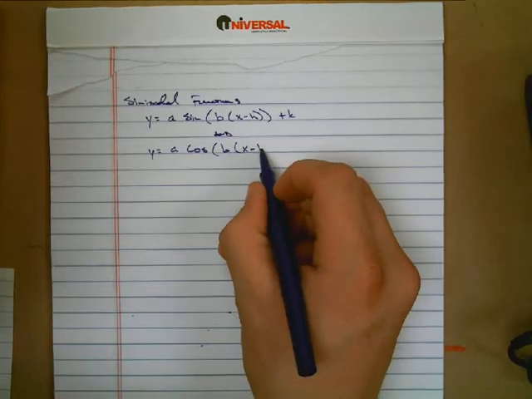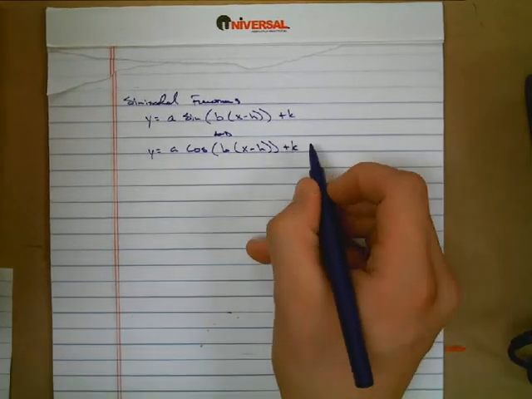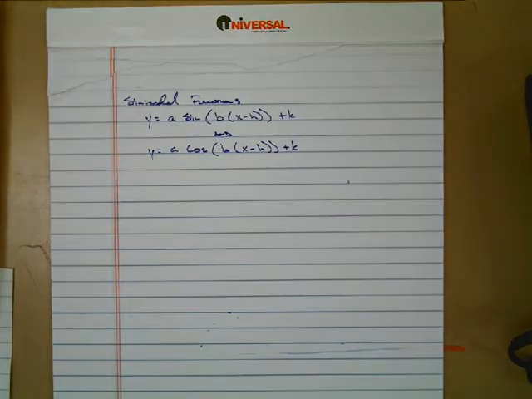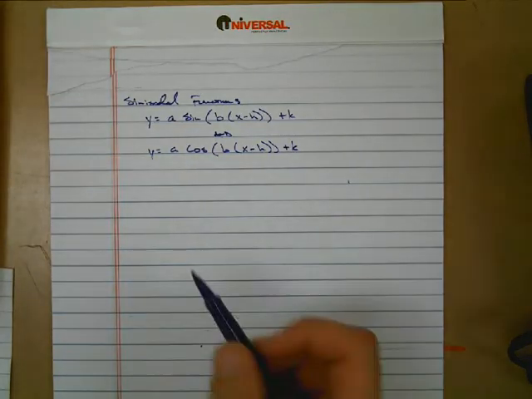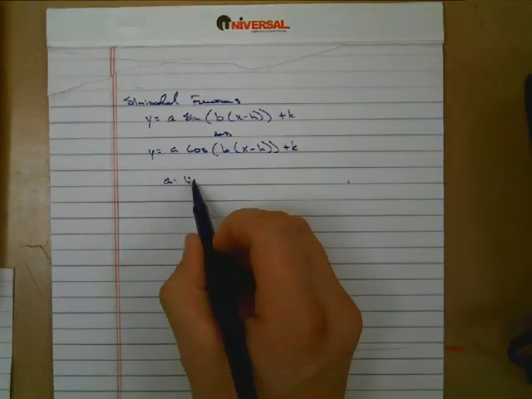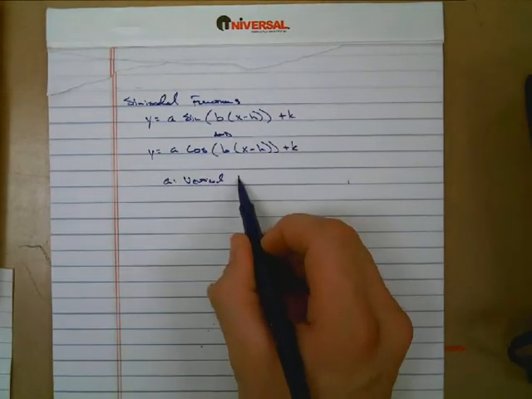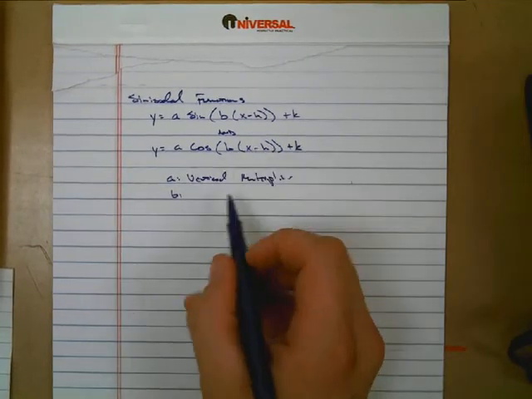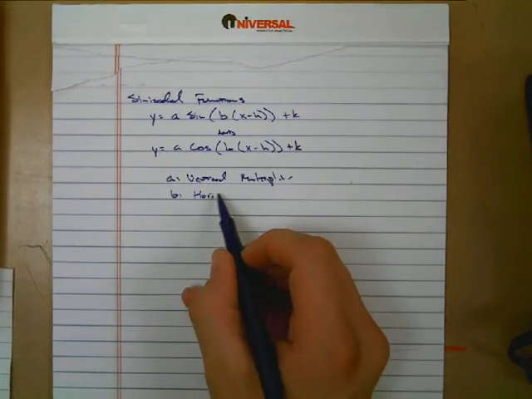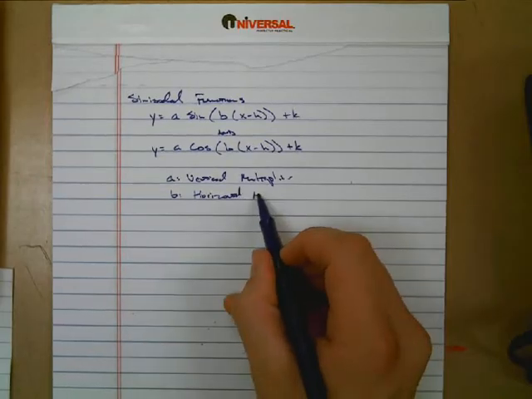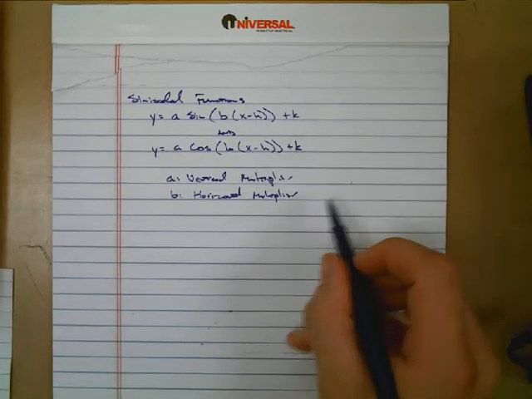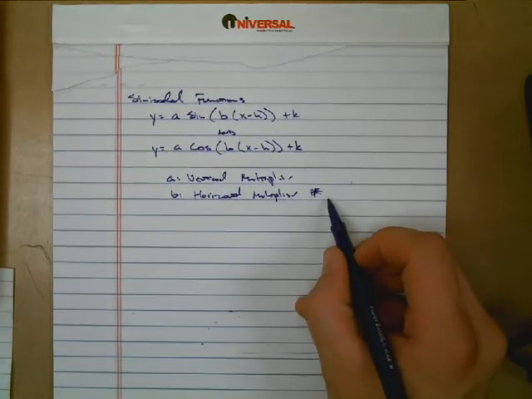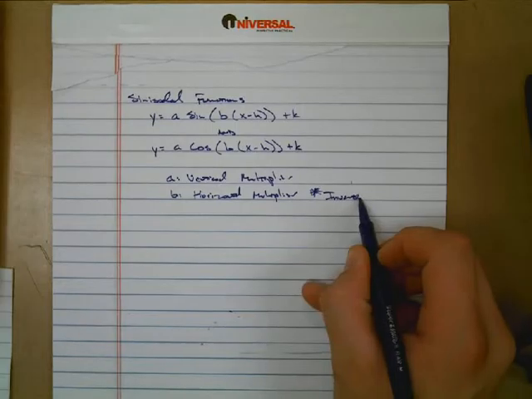First and foremost, a is on the outside. It's a vertical multiplier. B, multiplying on the inside, is a horizontal multiplier. Keep in mind that horizontal multipliers behave in the inverse manner. So if I multiplied by 2, it would actually contract by a factor of 1/2. If I multiplied by 1/2, it would actually expand by a factor of 2, and so on. It has that same effect as we discussed in our warm-up today.